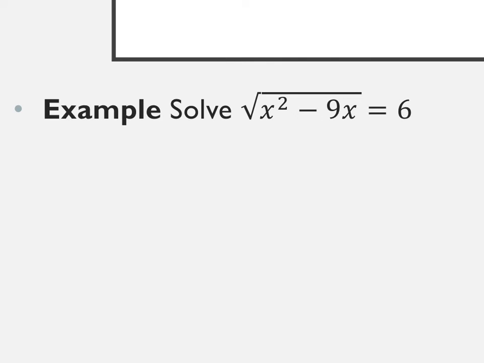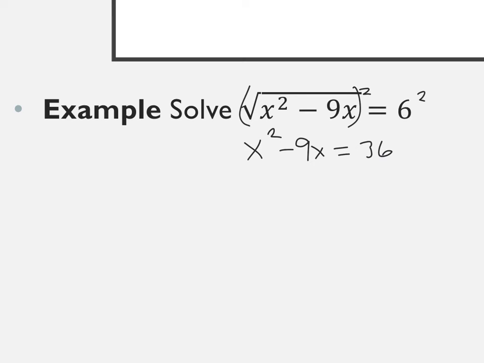Okay, so here is our last example today. Is our radical isolated? In this case, yes, so we're going to go ahead and square both sides. Remember, when you square a square root, it undoes the symbol, so we'll just be left with x squared minus 9x, and on the right side we'll have 36.